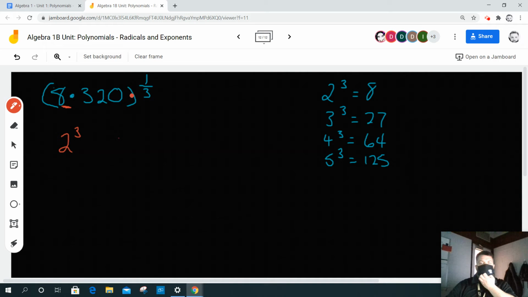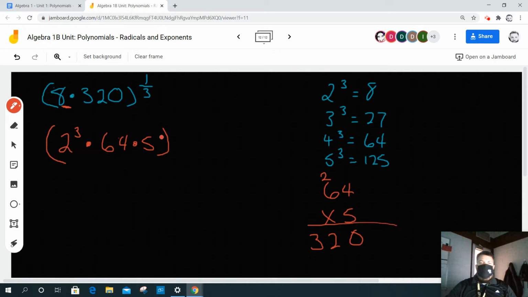But this 320, I think 64 times 5, if I do the math on that, I think 4 times 5 is 20, put the 0 down, carry the 2. 5 times 6 is 30, 30 plus 2 is 32, so 320 then is 64 times 5. And then all of this has to be raised to the 1/3.